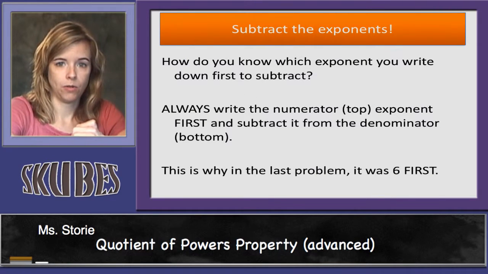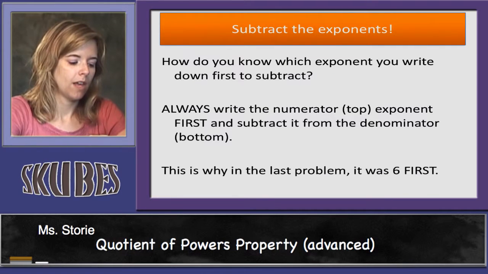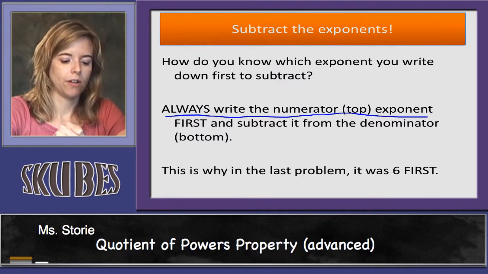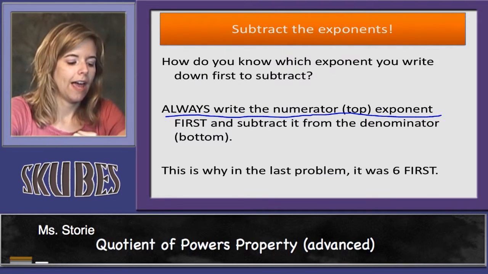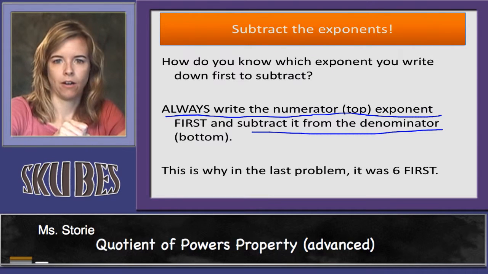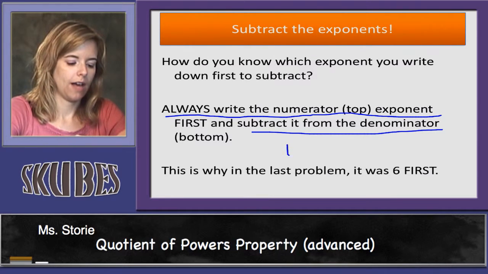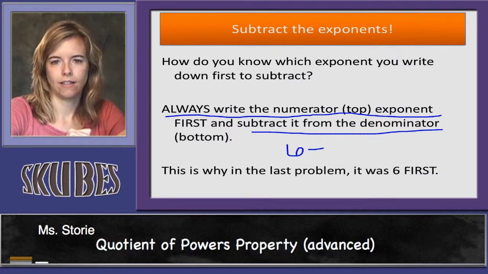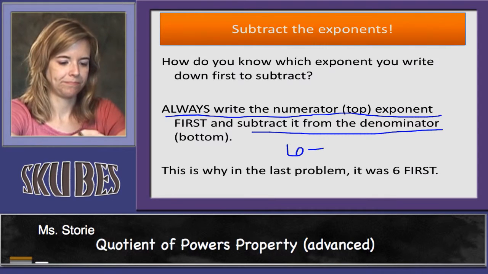So how do you know which exponent you need to write down first to subtract from? Here's the key. You always write the numerator, that's the top exponent, first, and then subtract the denominator, the bottom one, which is why we had the 6 first and then subtracted the denominator in the last problem.